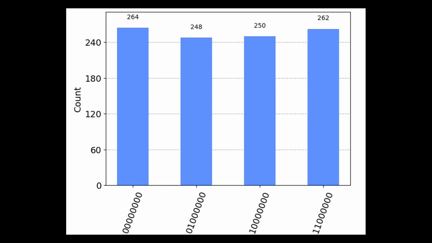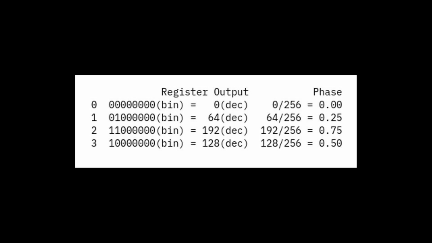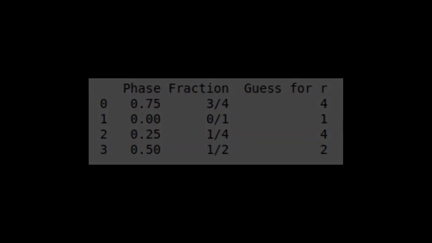Using Qiskit, we can actually run a simulation of the Shor's algorithm circuit and see what we get. This histogram displays the measured phases at the end of the circuit. Here we can see that we have measured phases of 0, 1/4, 3/4, and 1/2. After this, we can use the continued fractions algorithm to compute r.